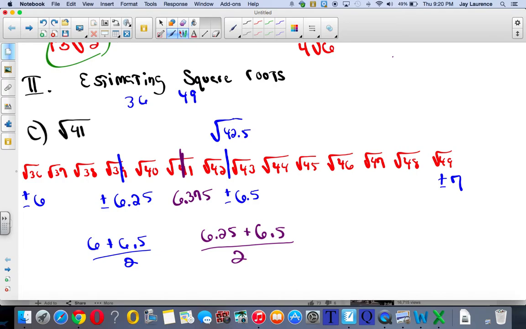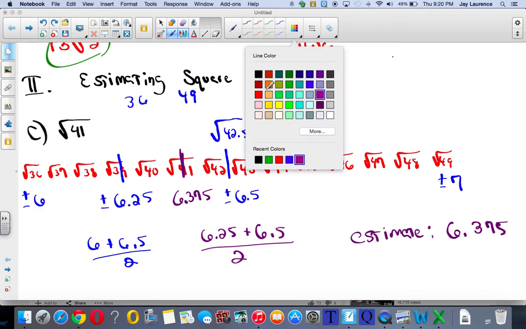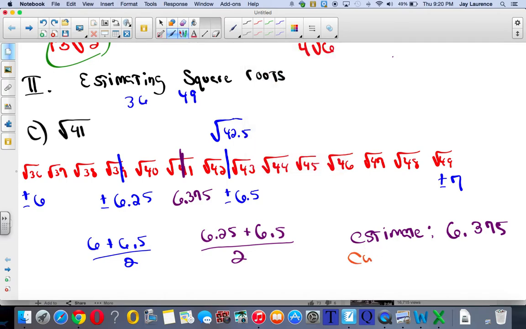All right, so I'm going to check here real quick. 41. Oh, wow. Look at that. My estimate was that it would be about 6.375. The calculator told me that it was about 6.403. I'm pretty close there, aren't I?